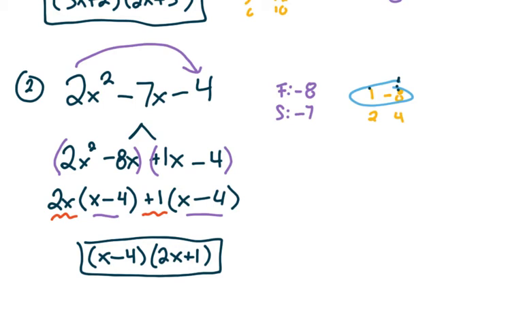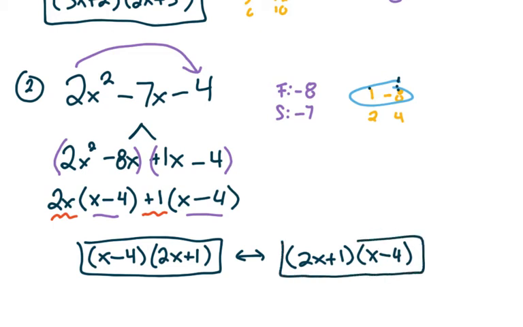And again, it doesn't matter the order of the parentheses that is written. You could also have 2x plus 1 and x minus 4. This would be okay as well. This is determined by the order that you split it. So if I had split it into a positive 1 and negative 8, I would have probably ended up with this version. So that's why the order doesn't matter.